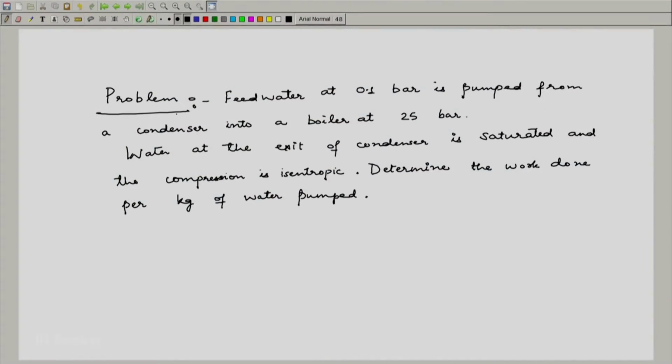Let us just look at the problem here at hand and see what we can do with it. Let me read it out. Feed water at 0.1 bar is pumped from a condenser into a boiler at 25 bar. Water at the exit of condenser is saturated and the compression is isentropic. Determine the work done per kilogram of water pumped. So let us see how to approach this.